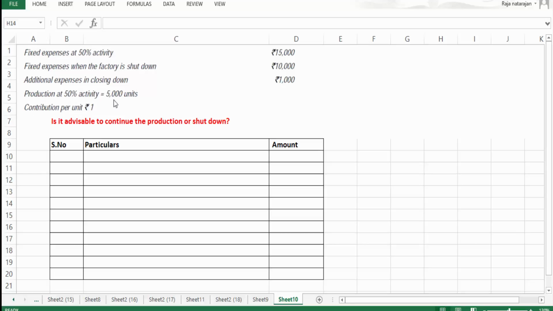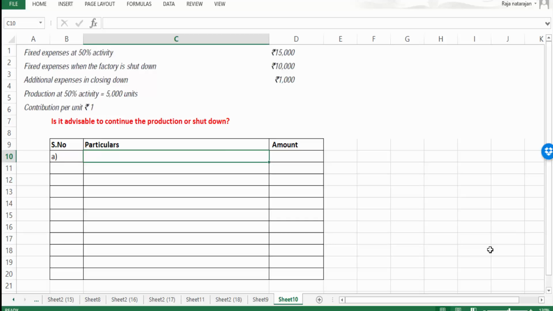And for that, you have a contribution and number of units. Number of units are 5,000. Contribution is 1. 5,000 into 1, you are going to get a contribution of 5,000. Whereas your additional fixed expenses are 4,000, it means you still get a positive contribution. So let me capture them over here.